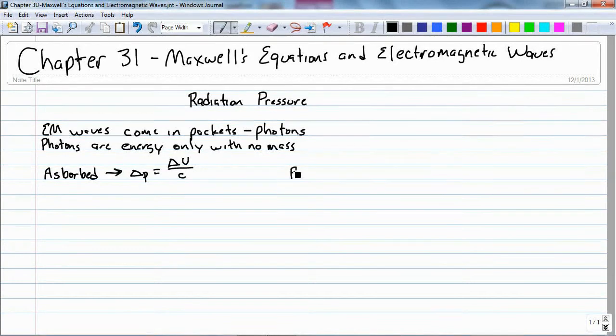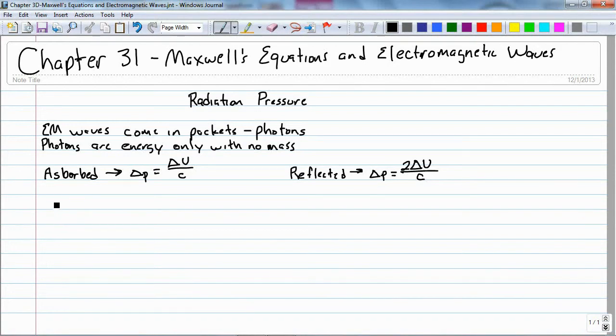If the photon was completely reflected, then the change in momentum was just equal to twice of what was absorbed, or twice of the absorbed formula. So it's just 2 delta U over c.